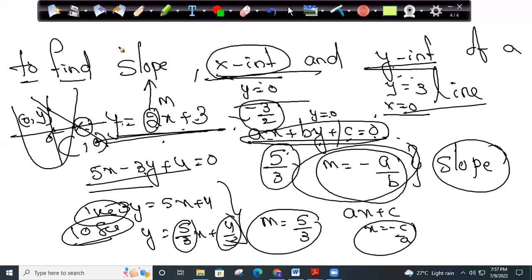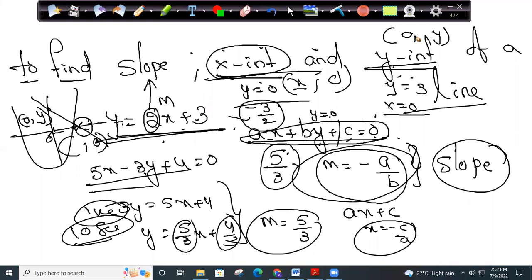Just to waste your time in the exam, they ask, what is the x coordinate of the x-intercept? Definitely the x-intercept will have only an x coordinate, since the y coordinate is 0. What is the y coordinate of the y-intercept? So they just waste our time. Don't get confused by what is the x coordinate of the x-intercept. They're just asking you to find the x-intercept, or the y-intercept.